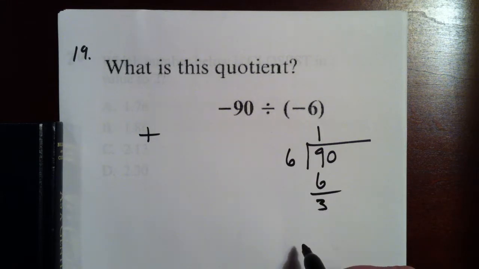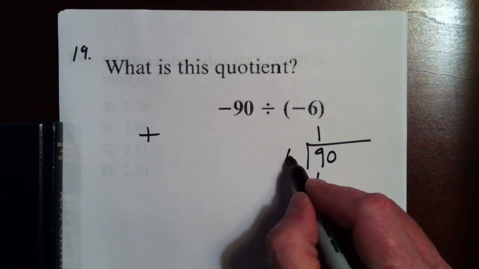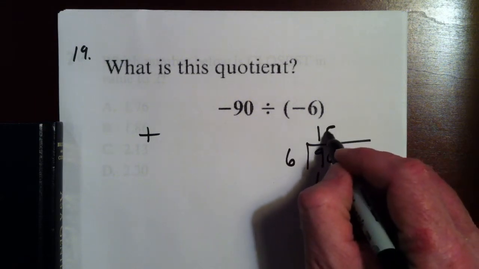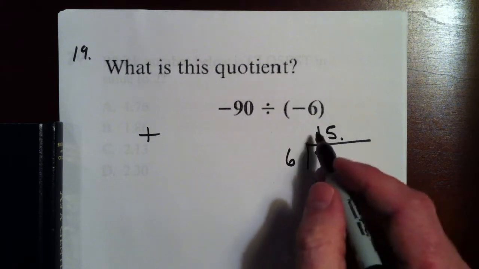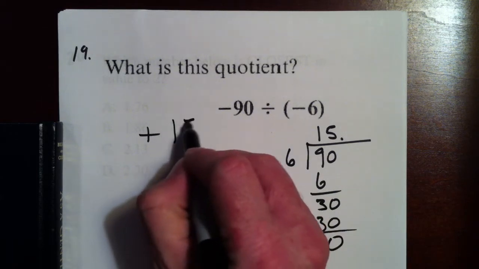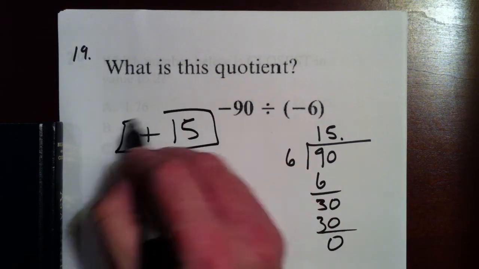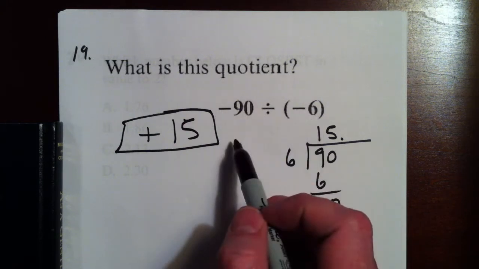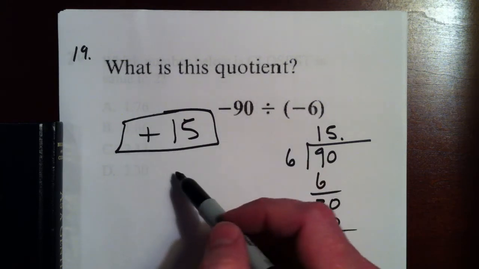Subtract 6 from 9. We got 3. Bring down the 0. 6 will go into 30 5 times without going over. You have 30, remainder 0. Our answer is going to be positive 15. Now remember, it's positive because we only have room for two negative signs, either 0 or 2, and we don't have room for a third.